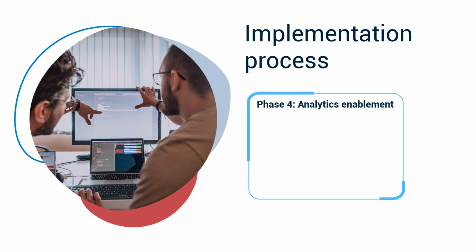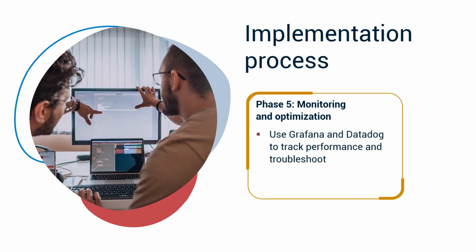Phase 4 involves enabling analytics by integrating business intelligence, or BI, tools for reporting and visualization. Then you implement machine learning models for predictive analytics and risk management. The last phase is the monitoring and optimization phase. Monitoring tools like Grafana and Datadog allow you to track system performance and troubleshoot bottlenecks. As business needs keep changing, you must continuously optimize data pipelines and storage solutions.